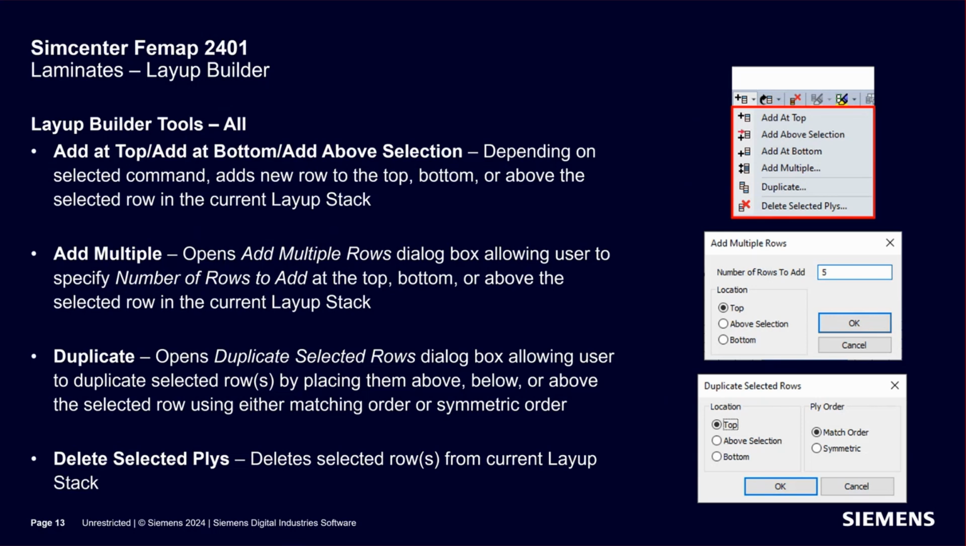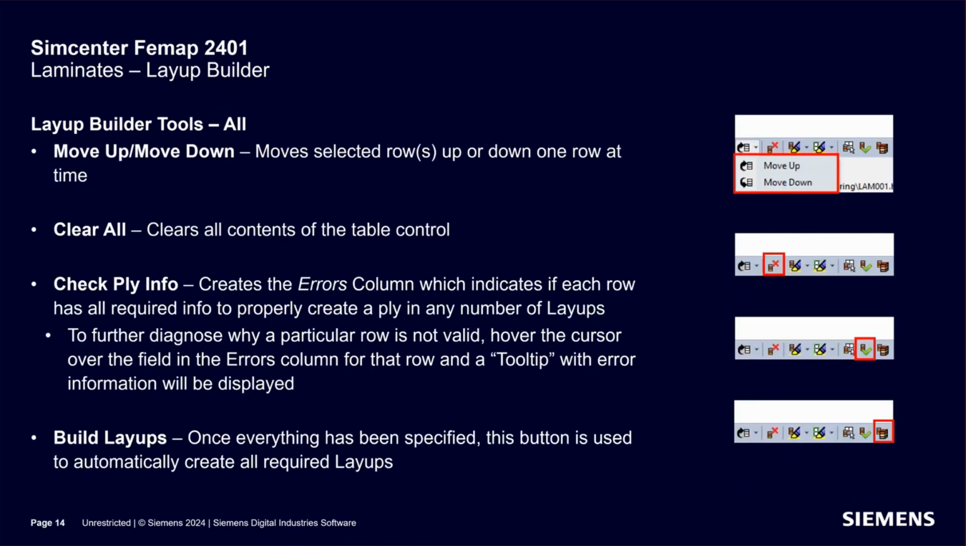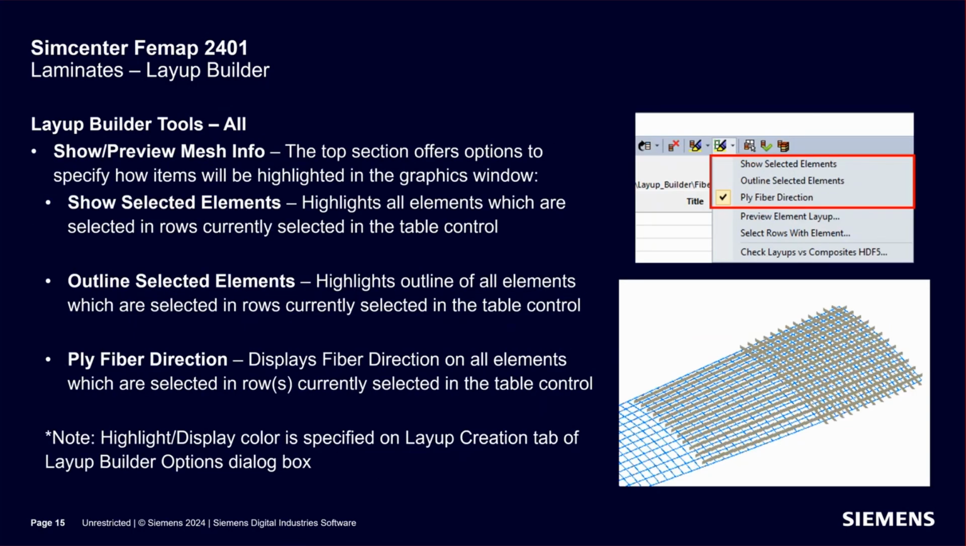But basically, what you do is you define the ply stack up. Then you can add items to the top. You can fill them out however you want, copy, paste. You can do whatever you might want. And then, once they're in here, you can move them up and down. You can show the fiber directions. So at any time, you can just show the selected elements for a particular row. You can outline the selected elements, or again, you can show the ply fiber direction.